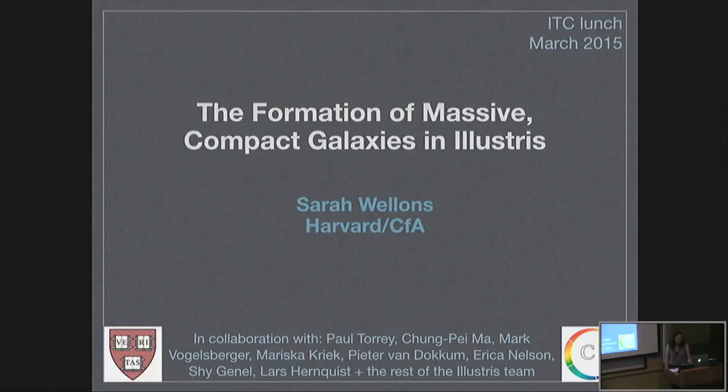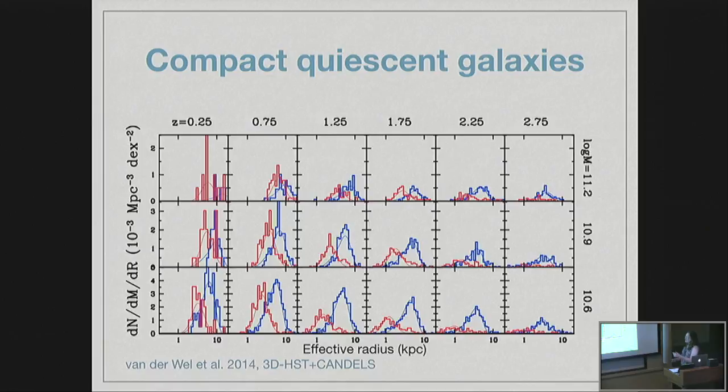So a little bit of observational background first. These are distributions of the typical sizes of galaxies from 3D HST and CANDELS. Each panel here is galaxies in a particular mass bin going up and down and redshift bin going left and right. They've been further broken down into star-forming galaxies in blue and quiescent galaxies in red. When we look at these distributions, we can notice a number of interesting things. One is that at high redshift, there's a big dichotomy between the typical sizes of star-forming and quiescent galaxies, and that the typical size of a quiescent galaxy is much smaller at high redshift than at low redshift. So this population of massive quiescent compact galaxies at high redshift is what I'm interested in.